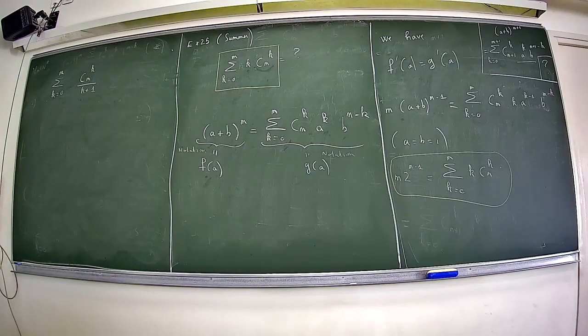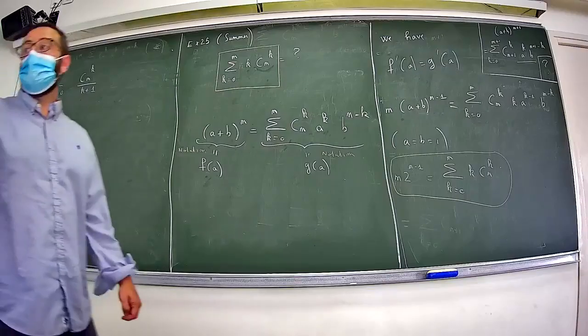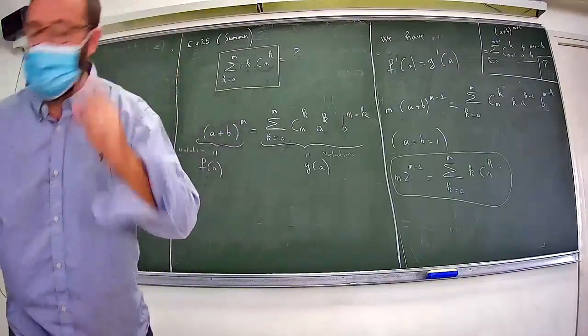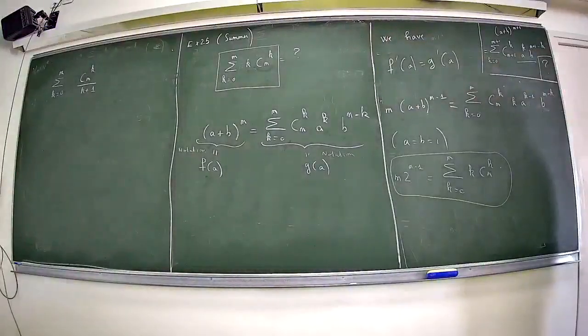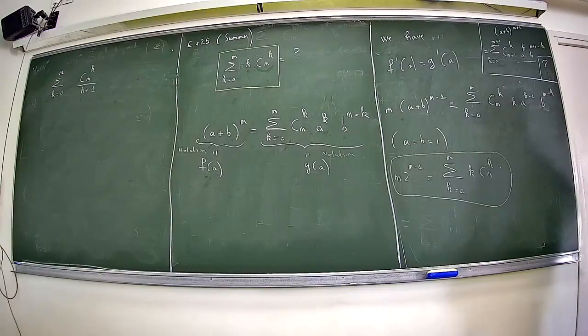So here, contrary to what happened in this case, I don't have to make a k appear, I have to make 1 over k plus 1 appear. To make my k appear here, I computed the derivative of this one. What was the idea in order to make 1 over k plus 1 appear? Integral. Yeah. You know that the primitive of a to the power k is equal to a to the power k plus 1 over k plus 1.